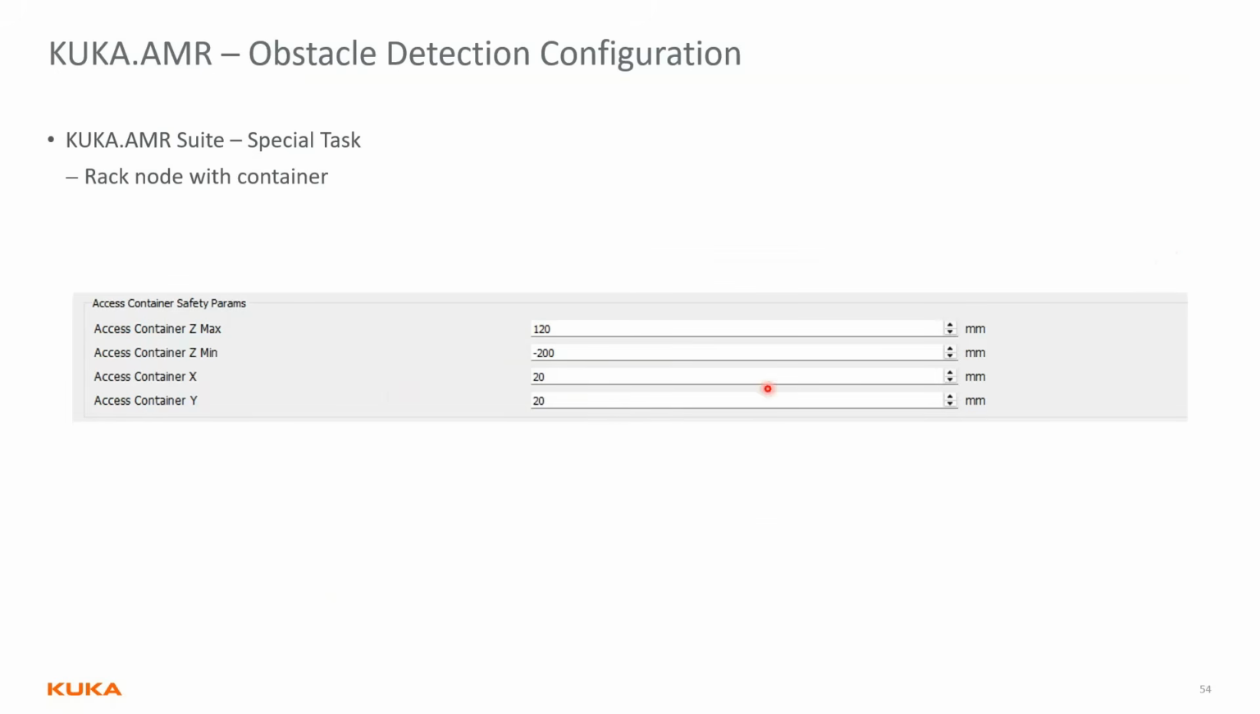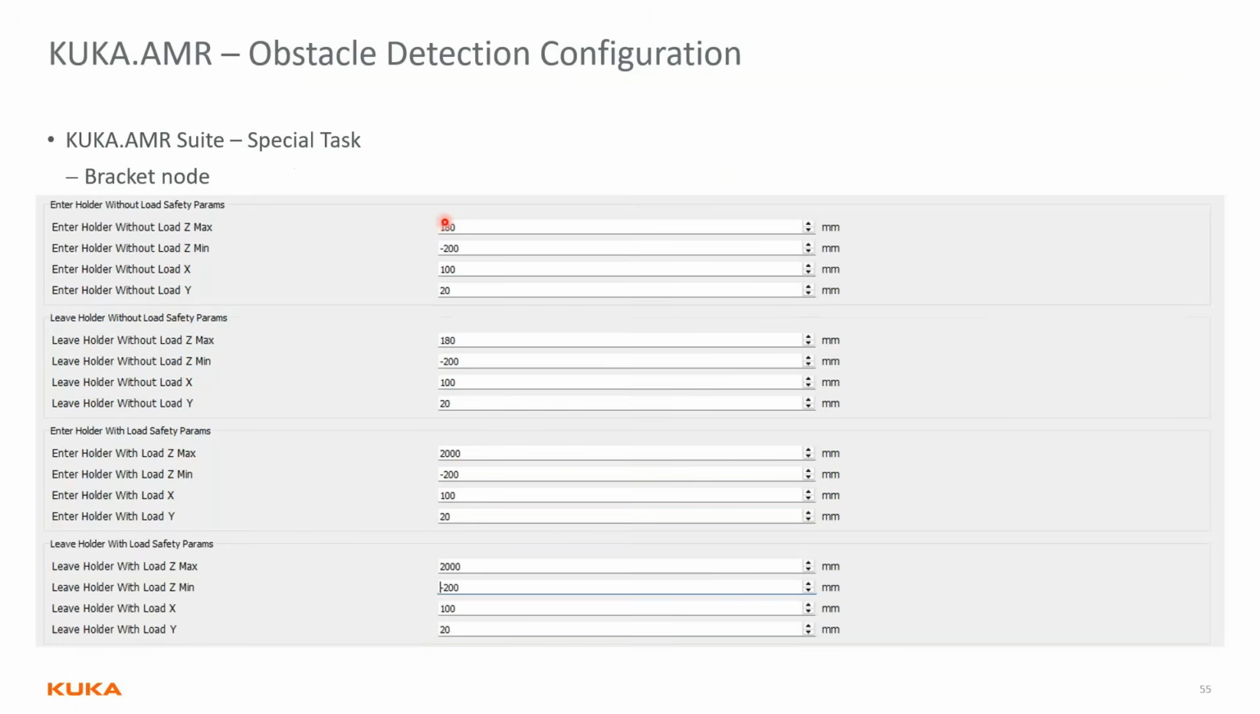For containers or racks, you have Z max, Z min, X, and Y. And these are the default. So let's say your rack by default is a little bit lower. We are considering that we have a padding of 120, so we're looking 120 millimeters from the camera level. If your rack is lower, then the AMR is going to try to go in. It's going to detect the rack, but it's going to see it as an obstacle. So you want to lower this down a little bit.